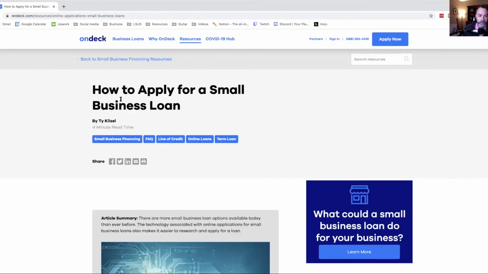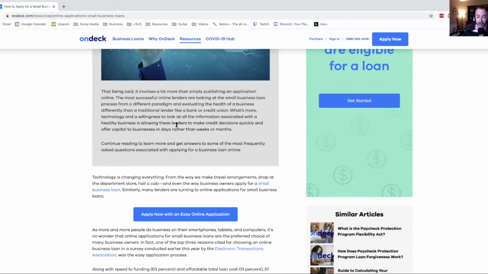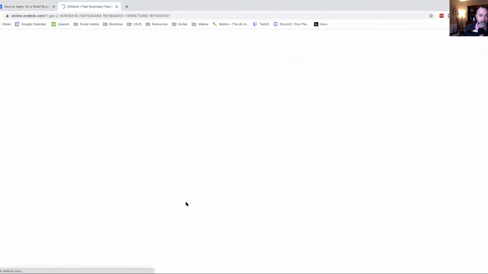All right, so here we go. How to apply for a small business loan. Now, what they've done is this is an article that's leading me to, which is very interesting. This is called content marketing. So they've got an article, but they do have a link to apply. So we're going to click that and see what happens.